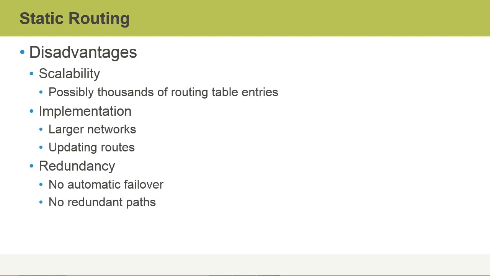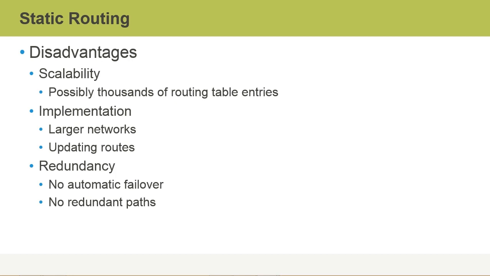Disadvantages to static routing: scalability. So you're programming each of these routes into the routing table. So you're building up those routing tables, potentially thousands of entries in the routing table, depending on the size of the network. Now, static routing should be used with small networks, so would we really have thousands of entries on a small network, right? But scalability is definitely a disadvantage. As your network grows, static routing becomes less and less desirable.